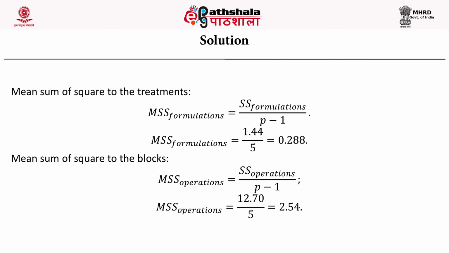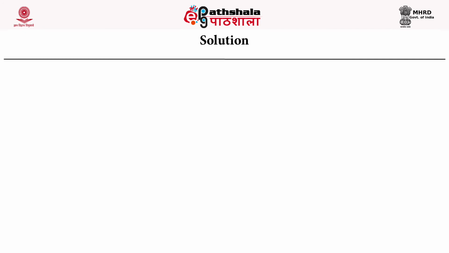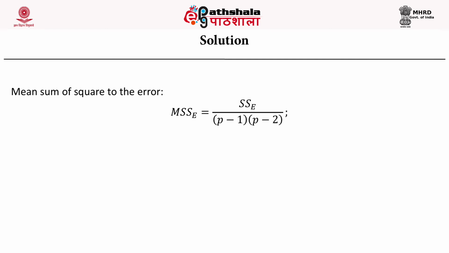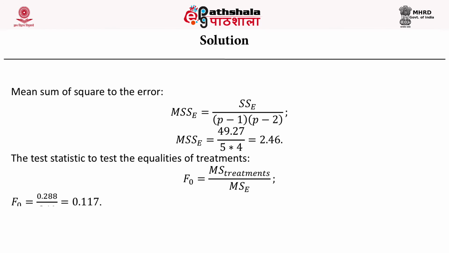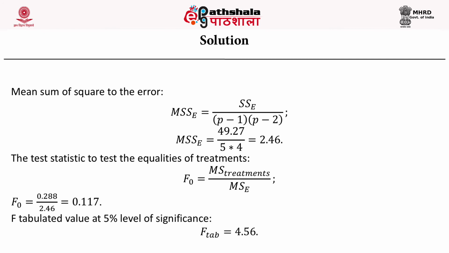12.70 divided by 5, which is equal to 2.54. The mean sum of squares of error is equal to the sum of squares of error divided by p minus 1 into p minus 2, which is equal to 49.27 divided by 5 into 4, which is equal to 2.46. The test statistic to test the equality of treatments is F naught, which is the mean sum of squares of treatment divided by the mean sum of squares of error, so we get the result as 0.117. The F tabulated value at 5% level of significance, as can be seen from the table, is 4.56.